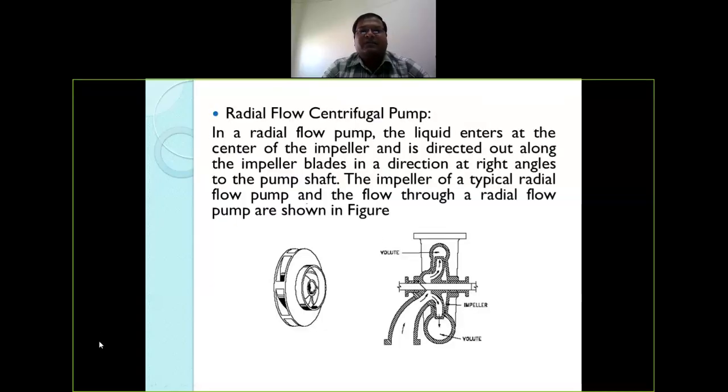So you can see the radial flow centrifugal pump. This is the figure. In a radial flow pump, what will happen? The liquid enters at the center of the impeller, and it is directed out along the impeller blades in a direction at right angles to the pump shaft. Very important, at right angles to the pump shaft. That is called a radial flow centrifugal pump.